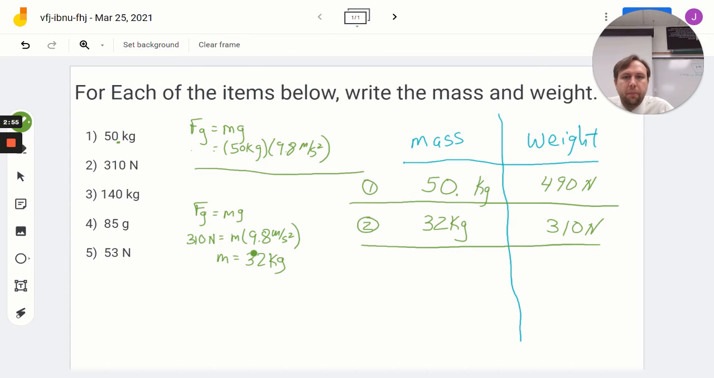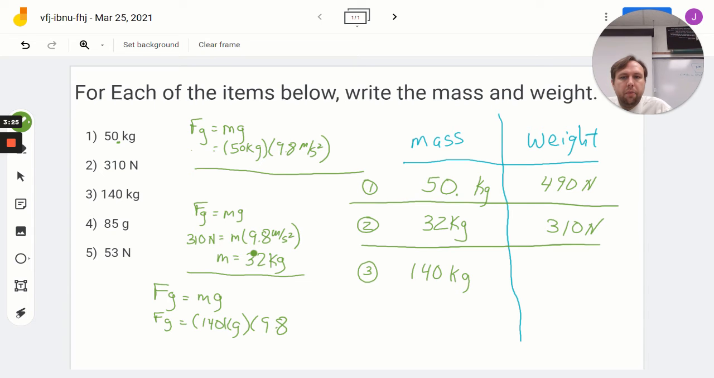Okay, number 3, 140 kilograms. I'm going to run out of room, aren't I? We'll do it down here. 140 kilograms is obviously the mass. So we do it like we did the first one. We take our force of gravity equals mg. Therefore, the force of gravity is 140 kilograms times 9.8 meters per second squared.